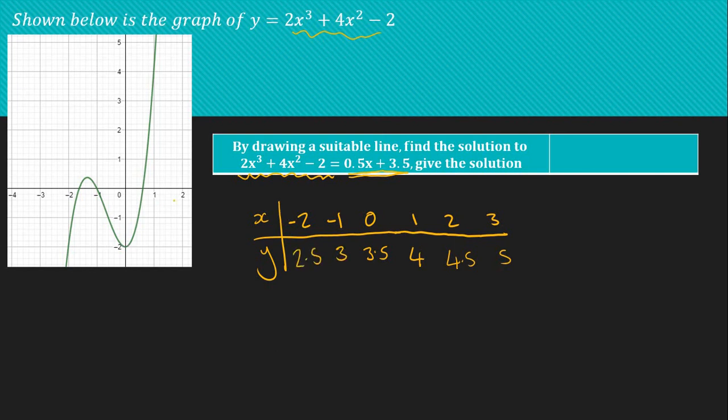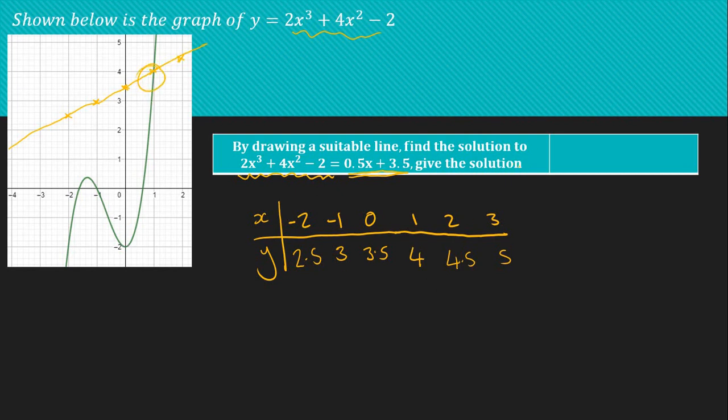Okay, so when x is negative 2, we plot at 2.5. When x is negative 1, we plot at 3. When x is 0, we plot at 3.5. When x is 1, we plot at 4. And when x is 2, we plot at 4.5. And so we end up with a line. Obviously you should use a ruler, that looks like that. Okay, what's the solution?